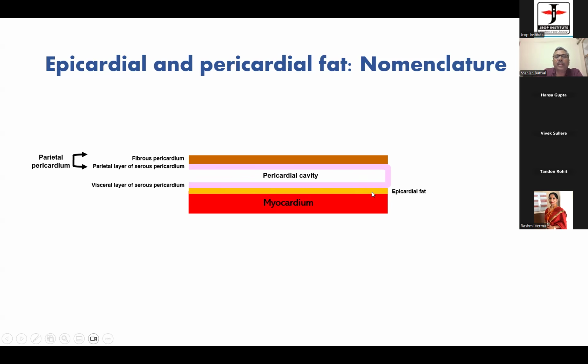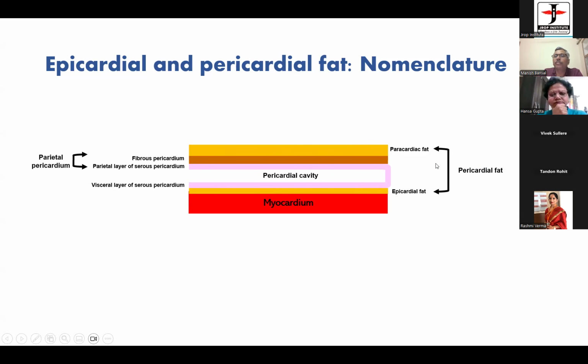This fat is in direct continuity with the myocardium. Then there could be fat outside the fibrous pericardium or parietal pericardium. This is known as pericardiac fat. Together they are known as pericardial fat. There are many other terminologies used. Some people have used the term peri-aortic fat for fat around the aorta. But as I mentioned, this is the most accepted definition: epicardial fat is the fat situated in direct proximity to the myocardium, between the myocardium and the visceral layer of pericardium, and anything other than this is not epicardial fat.